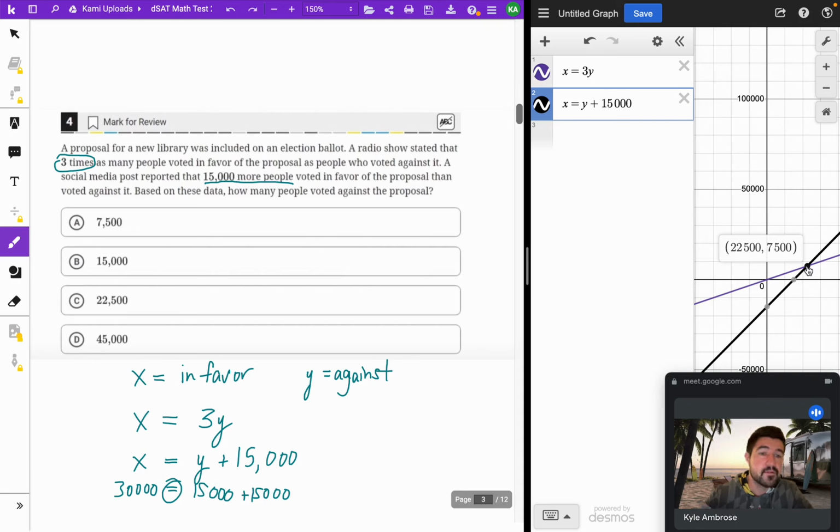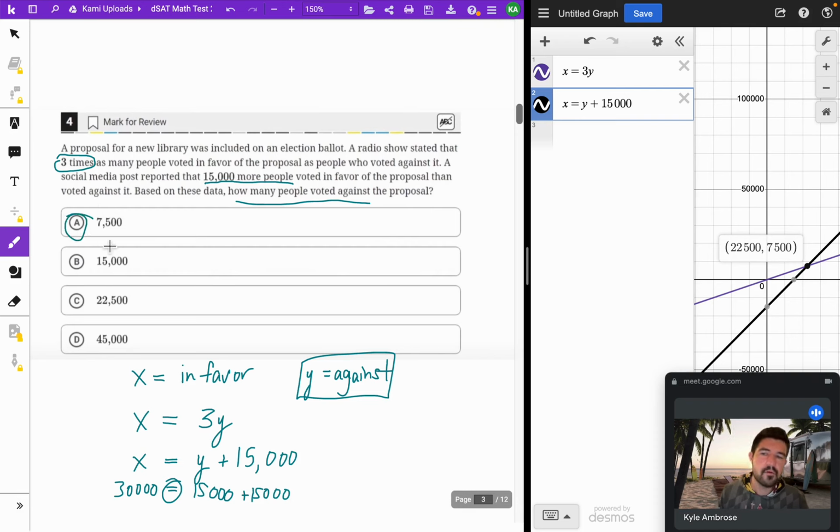So that would be the solution. So when x is 22,500, y is 7,500. And x was how many people voted in favor of it. They want how many people voted against it. So they want the y value, which would be 7,500.